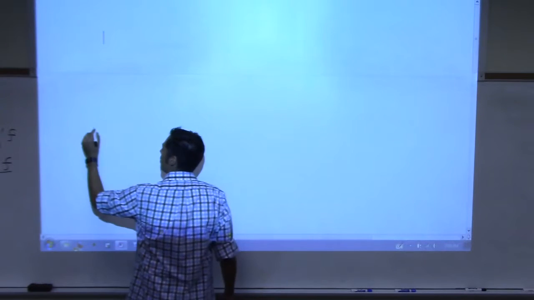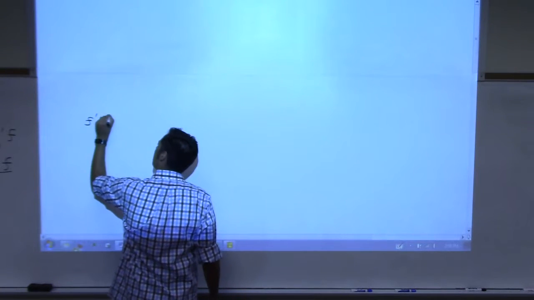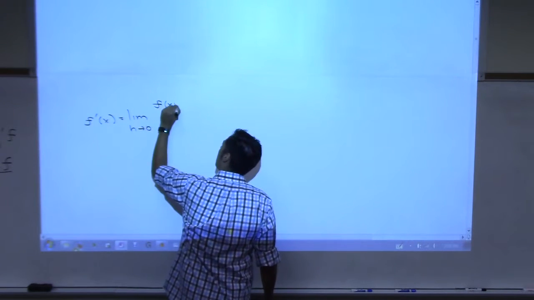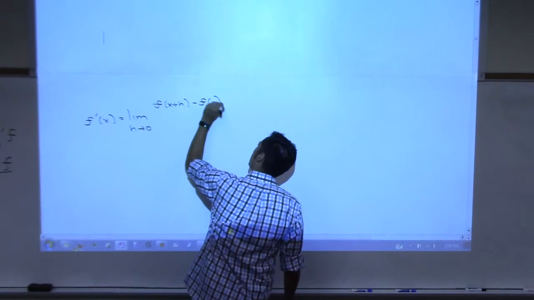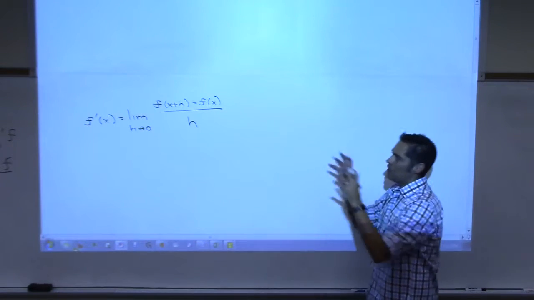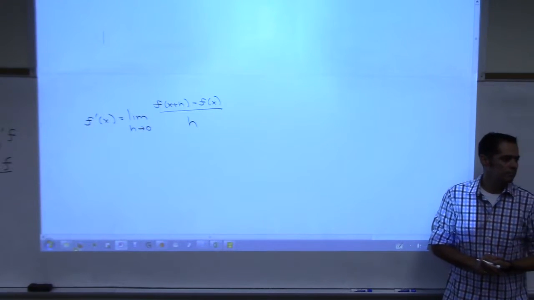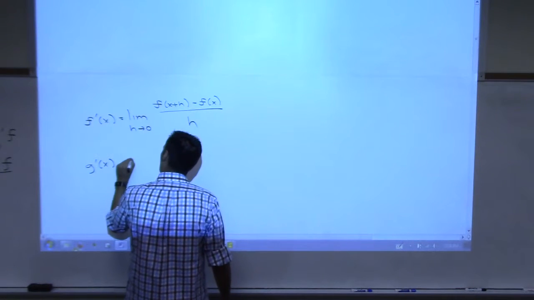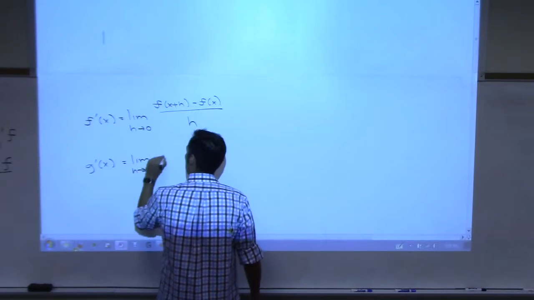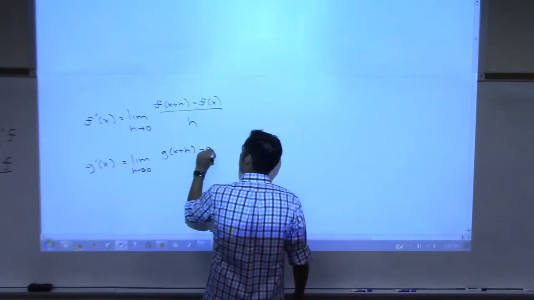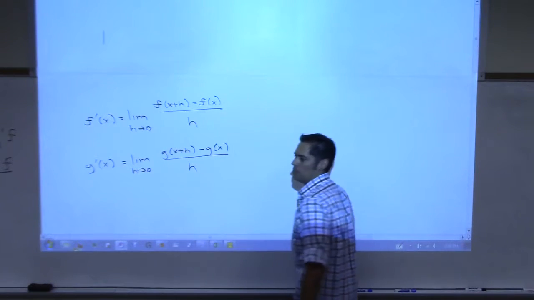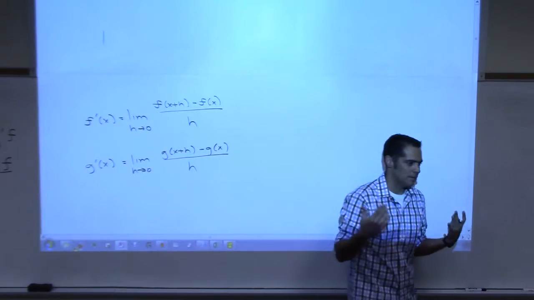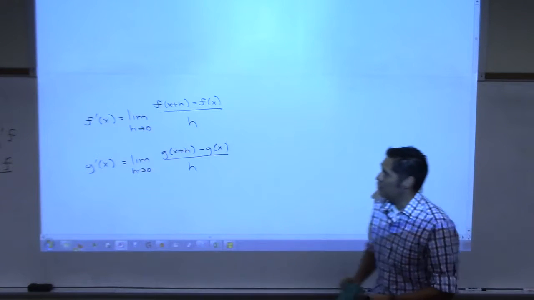Let me just remind you that the derivative of f is the limit as h goes to 0 of f of x plus h minus f of x, over h. Does everyone agree that is the definition of the derivative of f? Okay, and similarly, the derivative of g would be the limit as h goes to 0 of g of x plus h minus g of x, all over h. And if I wanted to, I could put h prime of x, and it's just replace the g with the h, right?